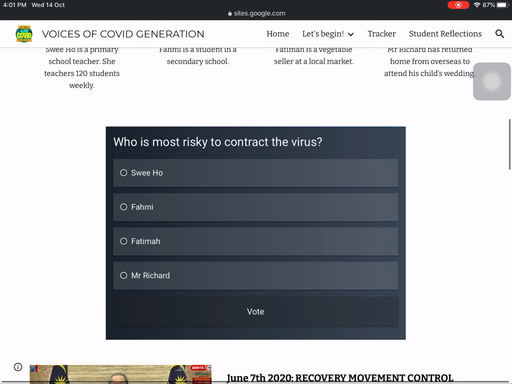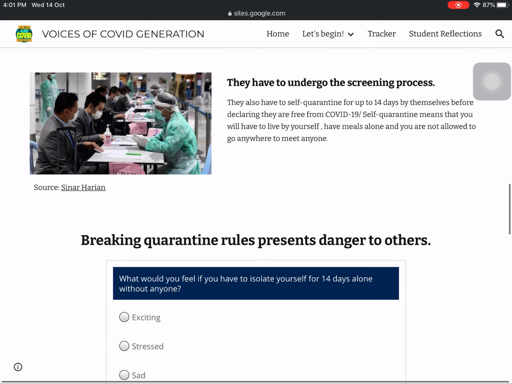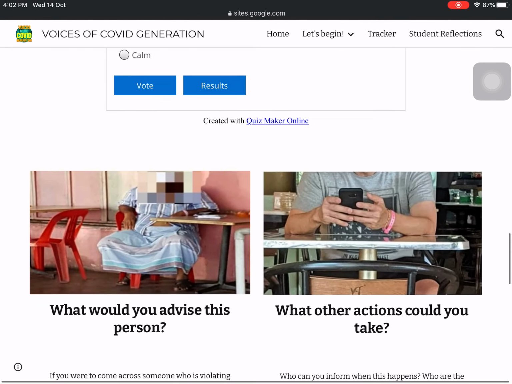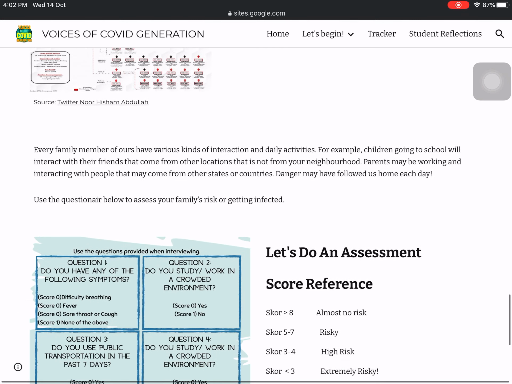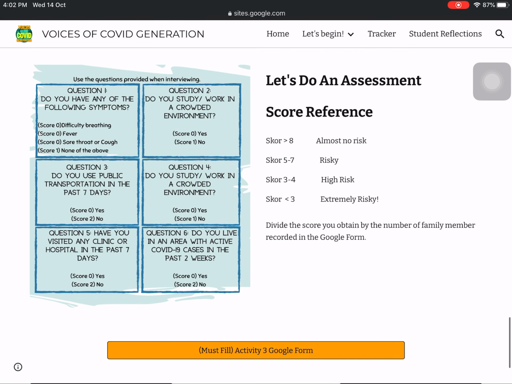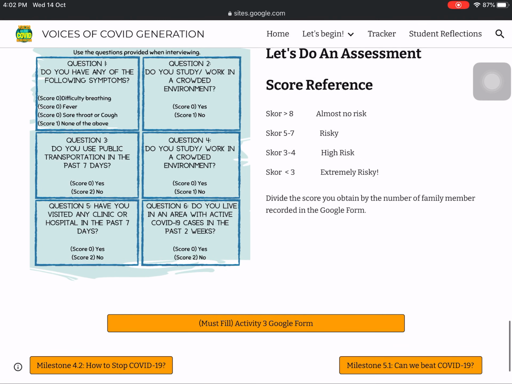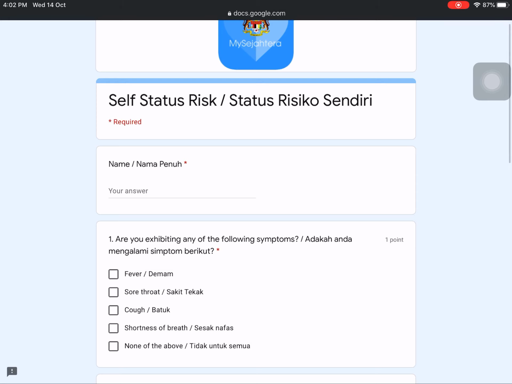Okay, again, read through. You can vote in this poll. Go down, screening process. You can vote again. Feel free to play through the game so that you understand the information that they've given you better. Okay, assessment. So now this final activity in milestone 4 is actually a long assessment, if I'm not mistaken, on whether you are at risk of COVID-19 or whether your family members are at risk of COVID-19.